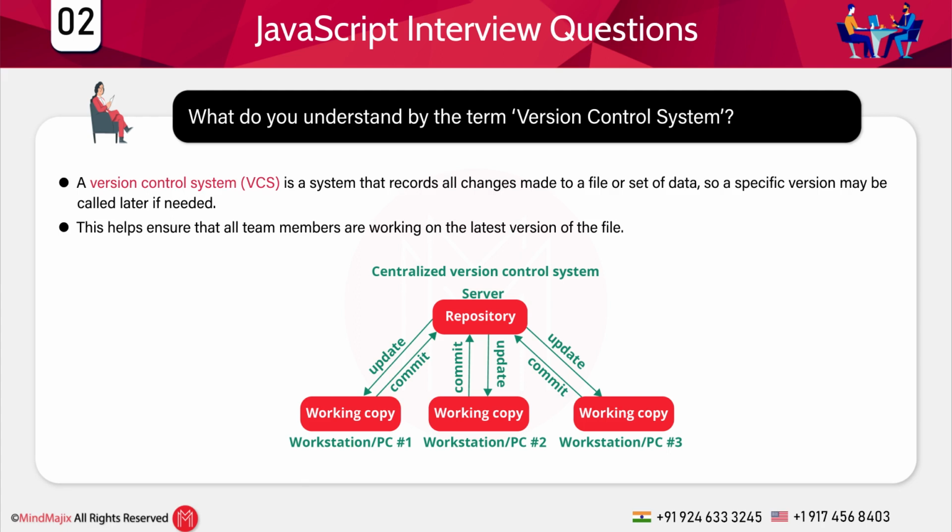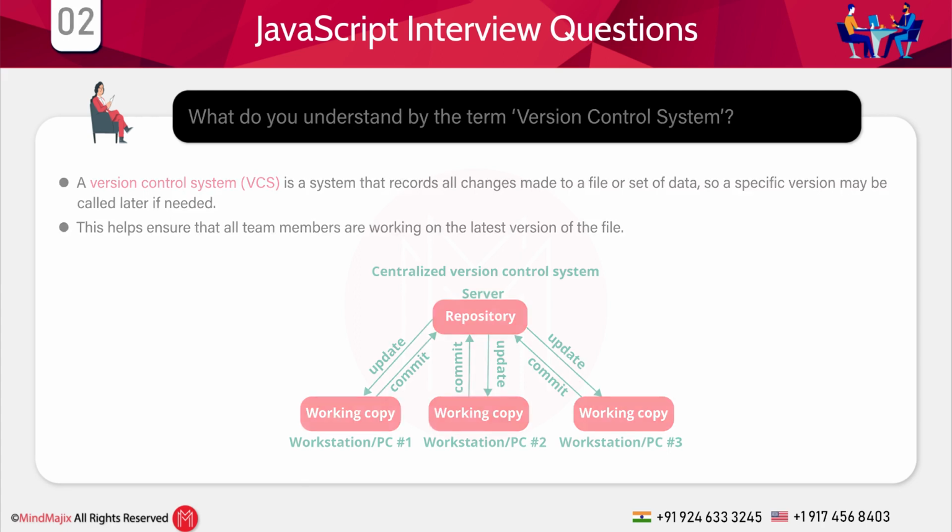On the repository, the files or the projects are stored. Workstations means the systems that are using that repository for accessing the files. So update means the workstation is taking an update from that repository. And commit means that after making the changes to the files, the workstation stores those files on the repository again. It is nothing but commit.